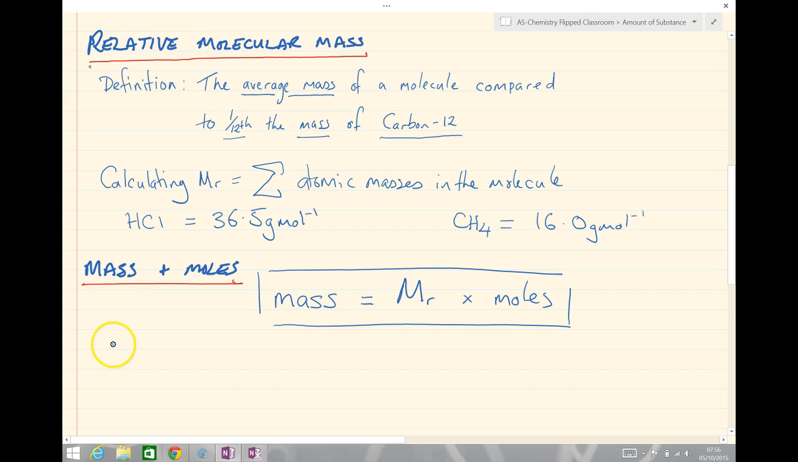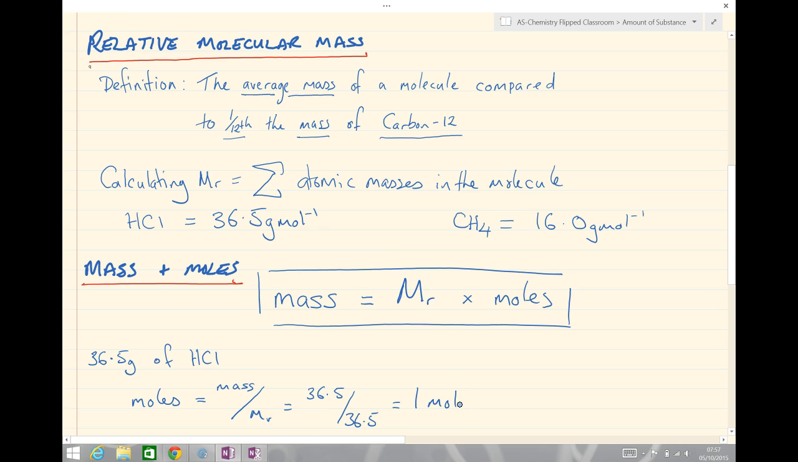So we can easily use that if we look at our examples before. Perhaps let's say we had 36.5 grams of HCl. How many moles of hydrochloric acid would I have? Well, we would have the moles is equal to the mass divided by the Mr, which in this instance would be 36.5 divided by 36.5, gives us 1 mole.